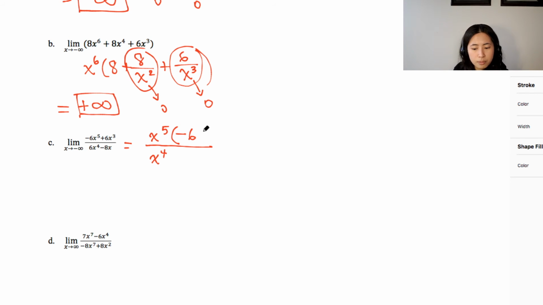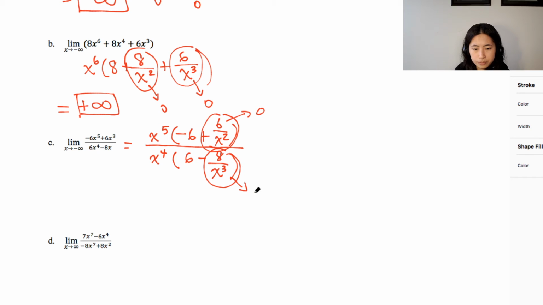And this is now going to be plus 6 over x squared, because when you multiply this and this, that would give you 6x cubed. In your denominator, this is now going to be 6, and this is minus 8 over x cubed. If it's 8 over x cubed, that would give you just x, because 4 minus 3 would give you just one of your x's, which is in your numerator. Okay, there we go. So we know that this approaches 0, this also approaches 0. So we're left with negative 6.